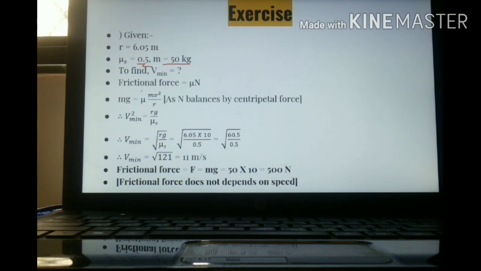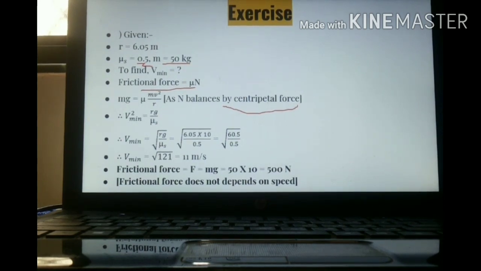So frictional force is equal to mu N. N is what? The centripetal force. We can substitute: N is balancing the centripetal force. So in place of N, what can we write? mv square upon R. Frictional force means what? It is the weight of the body only. Frictional force is equal to the weight of the body, so in place of frictional force we write mg. So this m and this m get cancelled.